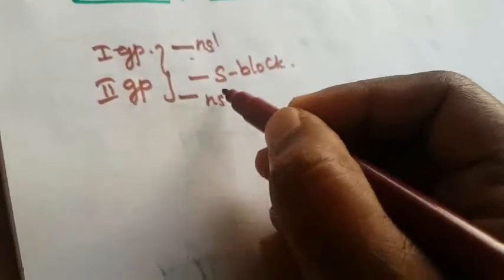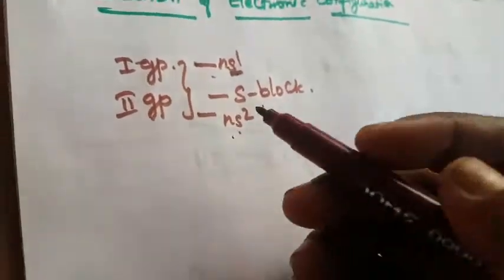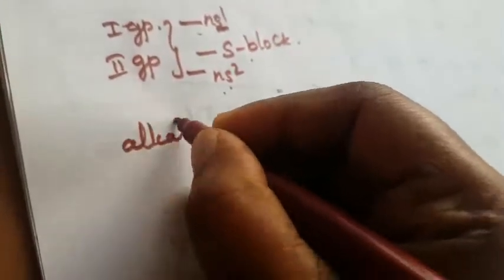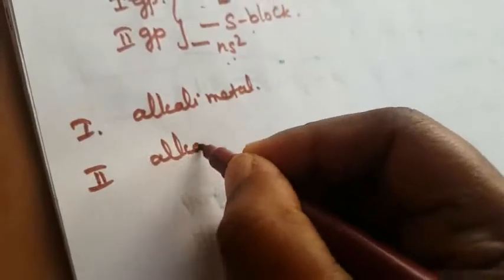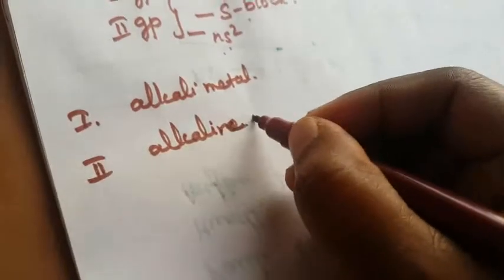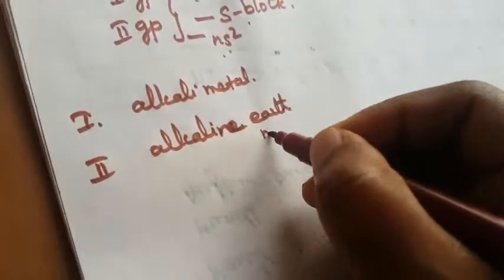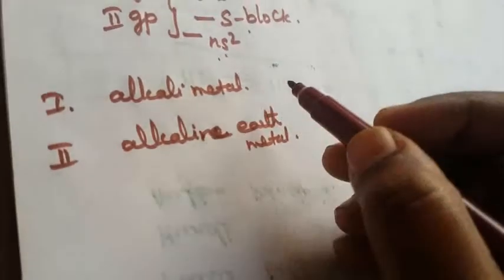The second group is ns2. The last electron enters into the s orbital, so that is called an s block element. The first group elements are called alkali metals, and the second group is called alkaline earth metals. Okay, so these are the two groups of elements, right? These are soft metals. The alkali metals are very soft in nature, and they also have low ionization enthalpy.